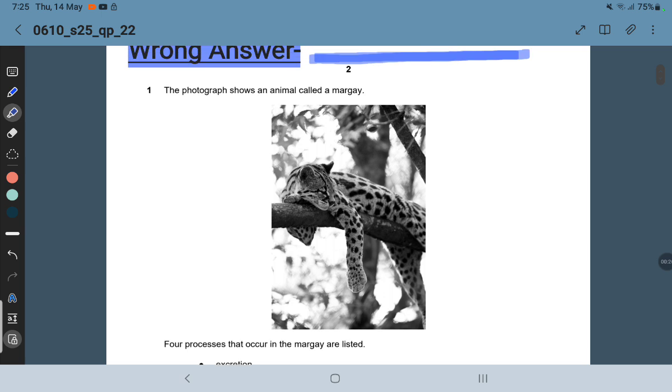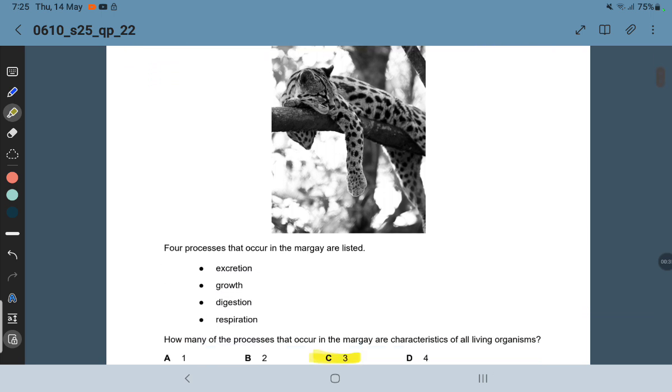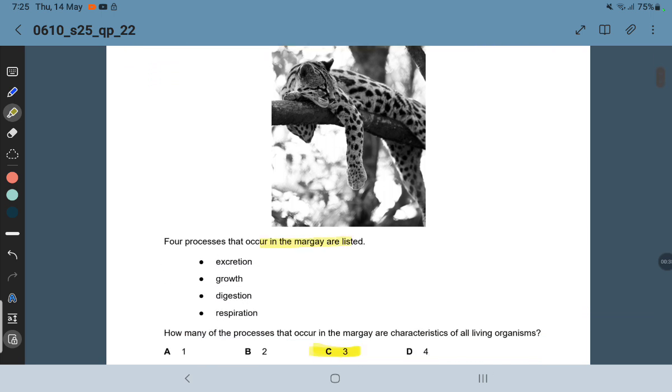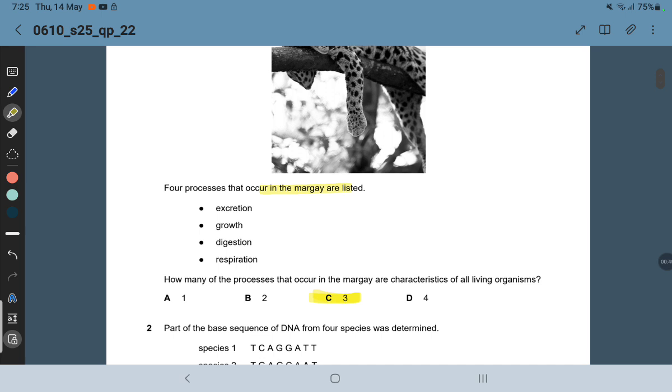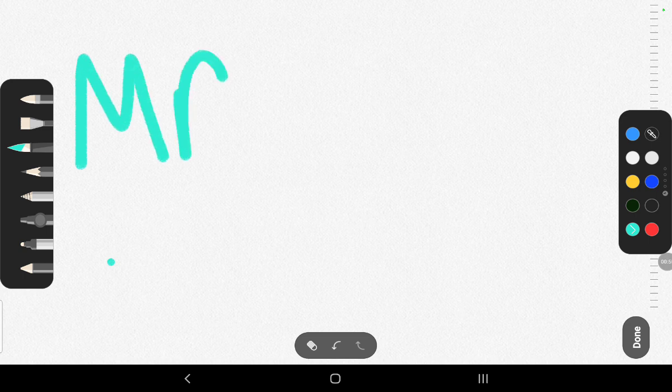Let us start. In this question he's telling you the photograph shows an animal called a margay, which is this cheetah-looking animal. Four processes occur in the margay. He's asking how many of the processes that occur in the margay are characteristics of all living organisms. As we know, the characteristics of living organisms are Mrs. GREN, right?